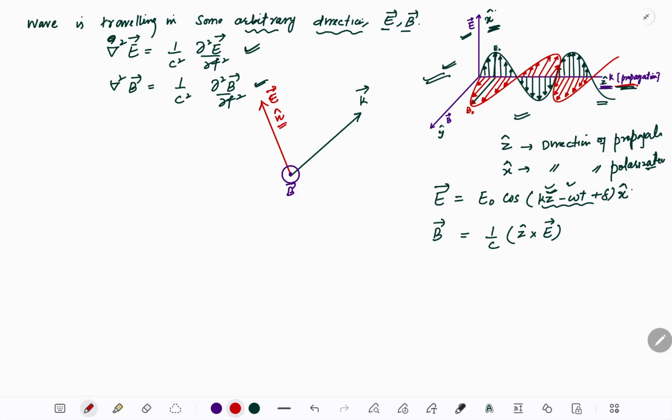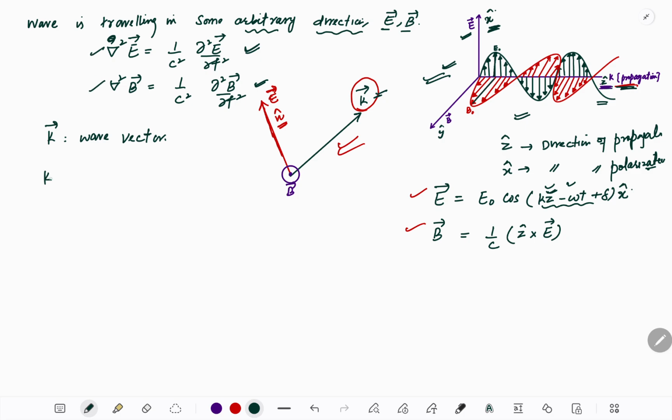Obviously, the direction in which the electric field is varying decides the direction of polarization. So this is the direction of polarization. How to write the electric field and the magnetic field for this situation, when we have some arbitrary direction of the electromagnetic wave? Now, a very important thing is that this wave vector plays a very important role. This k vector, we called it the wave vector. This actually plays a very important role in writing the solutions to these wave equations.